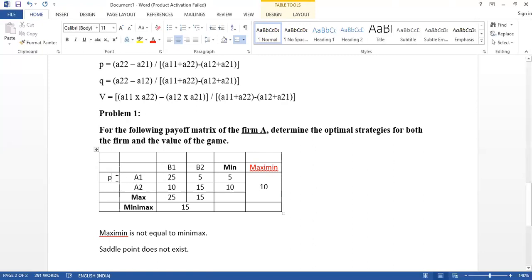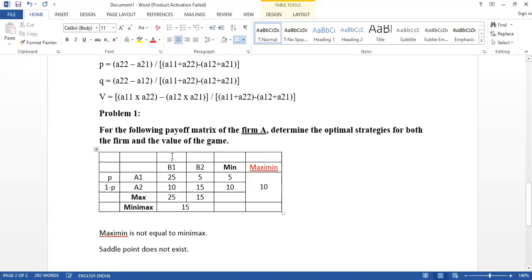That means there is a chance that P percentage of the time A1 will occur. Similarly, if A1 has the probability P, then A2 should have the probability 1 minus P, because we know the occurrence and non-occurrence summation should give you 1. So if A1 is occurring, that means A2 is not occurring. If A2 is occurring, that means A1 is not occurring, right? So if the probability of A1 is P, the probability of A2 has to be 1 minus P.